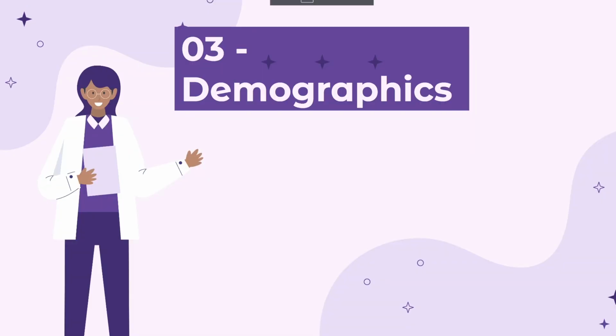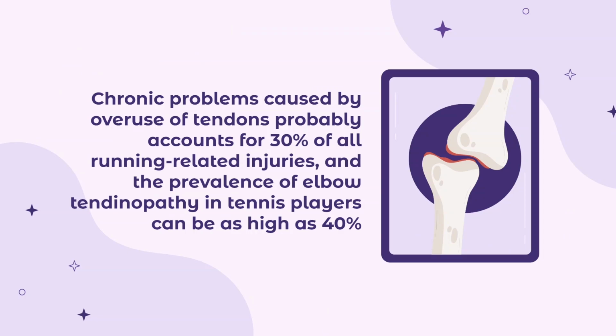Hi, I'm Zui Shen. I'm talking about demographics. Chronic problems caused by overuse of tendons probably account for 30% of all running-related injuries, and the prevalence of elbow tendinopathy in tennis players can be as high as 40%.